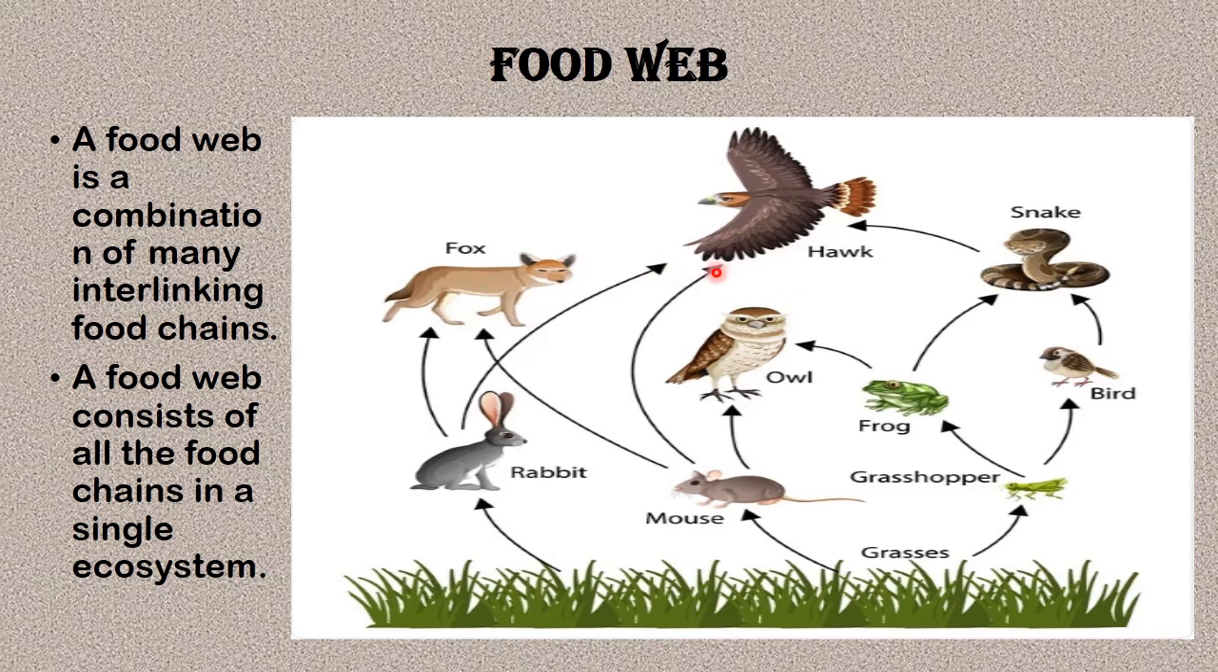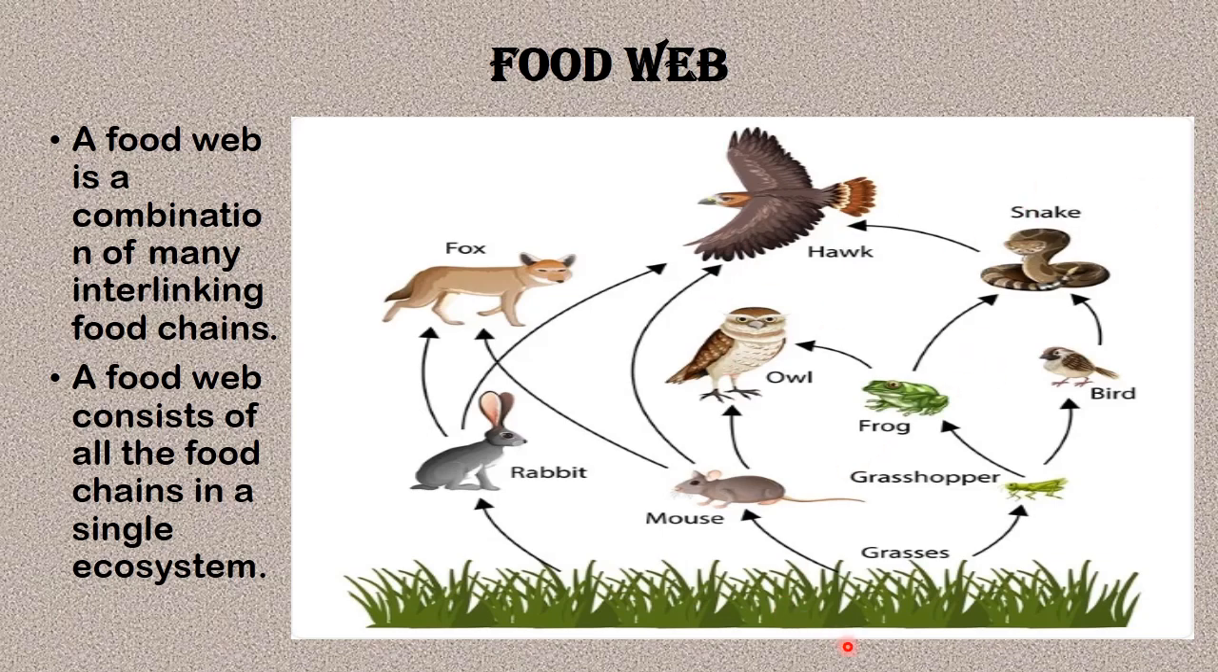Now, moving along, we are looking at the food web. This is an example of a food web. A food web is a combination of many interlinking food chains. A food web consists of all the food chains in a single ecosystem. As you can see in this particular food web, we have many food chains coming together, interlinking one another.